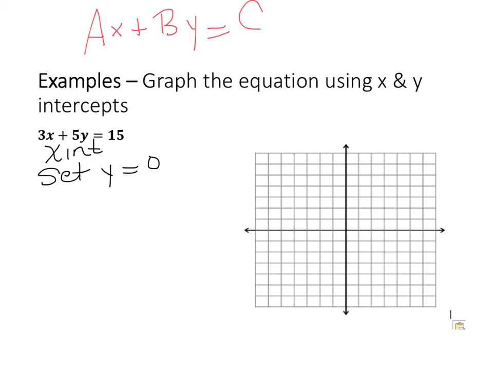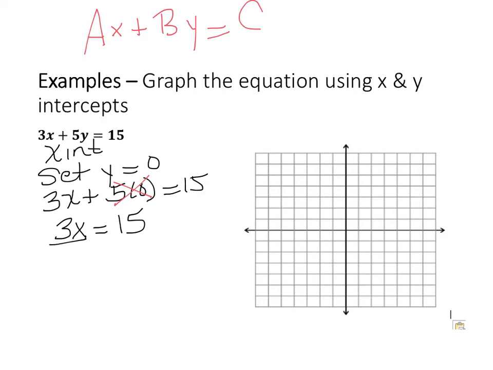And all you do to do that is you rewrite the equation and then you substitute 0 in for y. What happens here is basically that term just cancels out and you're left with a one variable equation in x. You undo your multiplication with division and your x-intercept is 5. And you're going to plot that point, 1, 2, 3, 4, 5, on the x-axis.